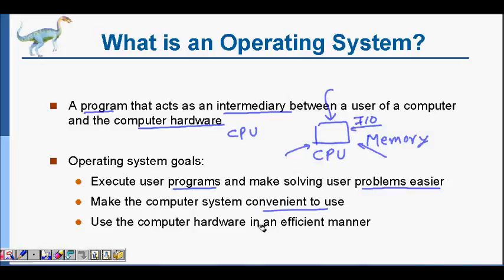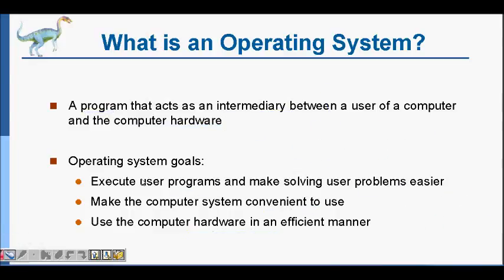It also makes the computer system more convenient to use. It gives so much abstraction that you don't know what happens underneath. You just call, for example, printf in C, and that is a system call, a user level function. In turn, your OS helps to use your input output device, your monitor, to print something out there. And it also allows you to use all the hardwares efficiently. So these are the functions of your OS.